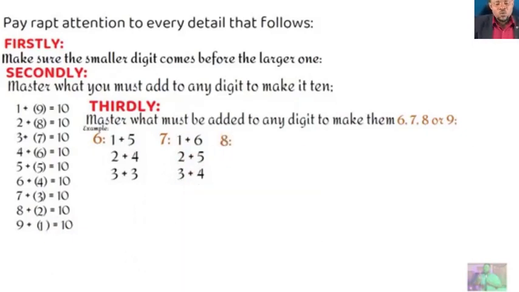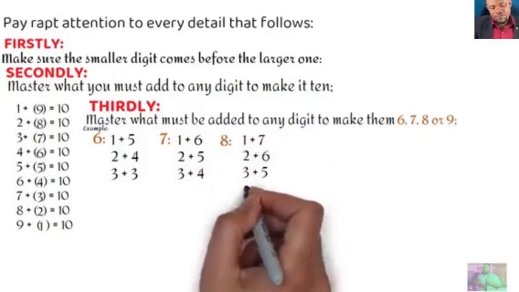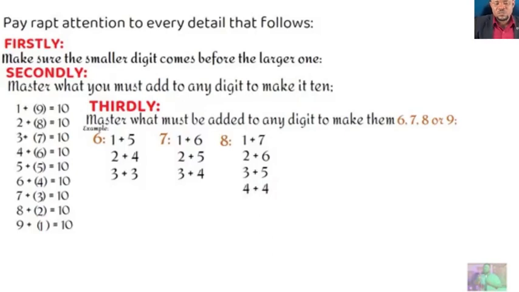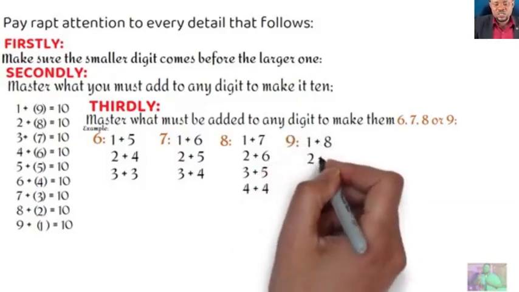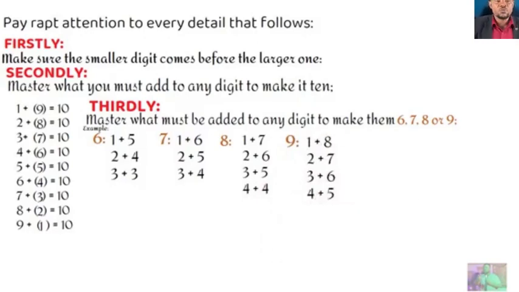For 8: 1 and 7, 2 and 6, 3 and 5, 4 and 4 will give me 8. All these things you just have to know them. For 9: 1 and 8, 2 and 7, 3 and 6, 4 and 5. You add them all to get what now? To get 8. I'll get 9, sorry.